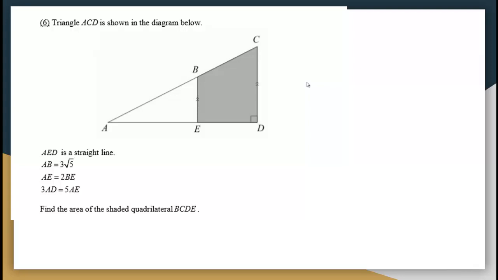Okay guys, so basically this question was a pretty difficult question. I spent a few minutes staring at it, but I had an idea how you do it. So we know that AB equals 3 root 5, AE is 2 BE, and 3AD equals 5AE.